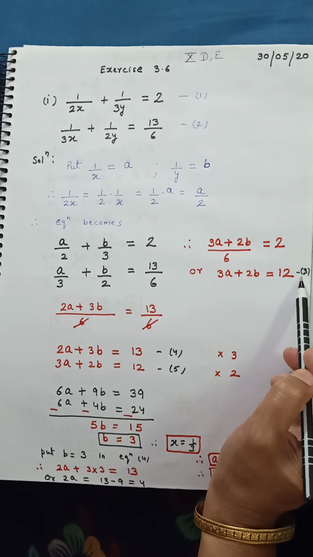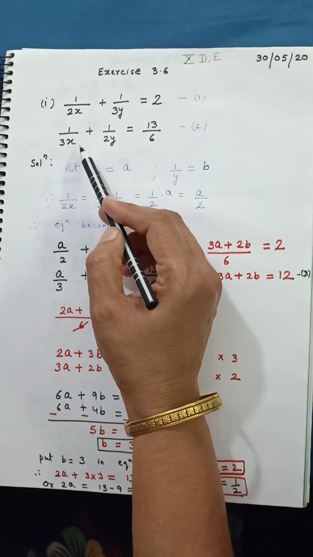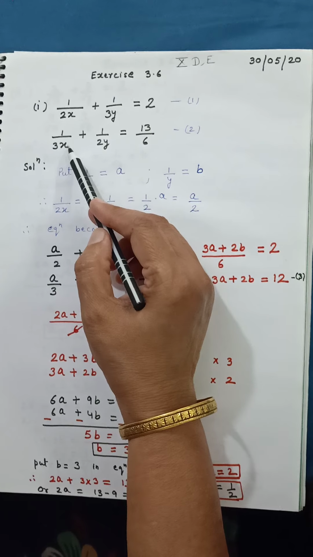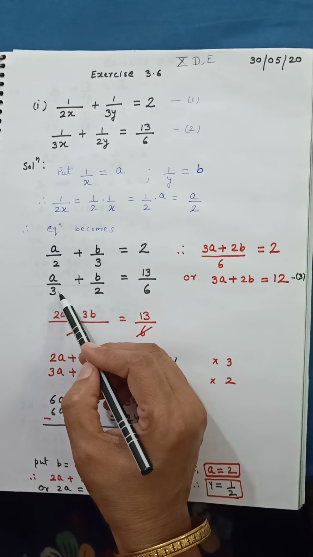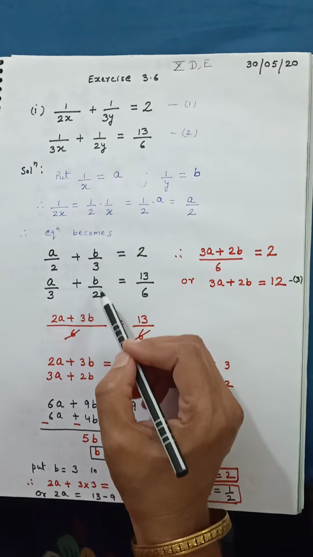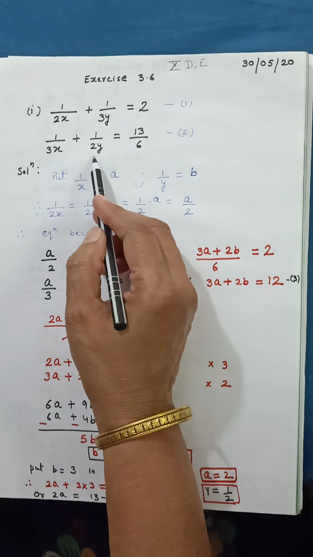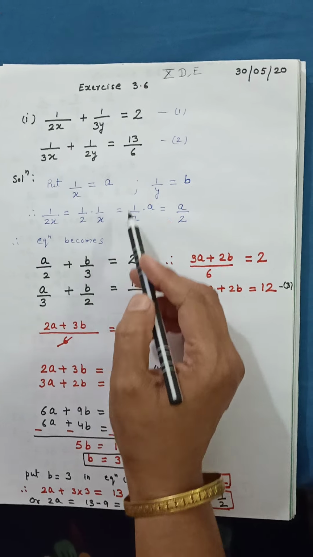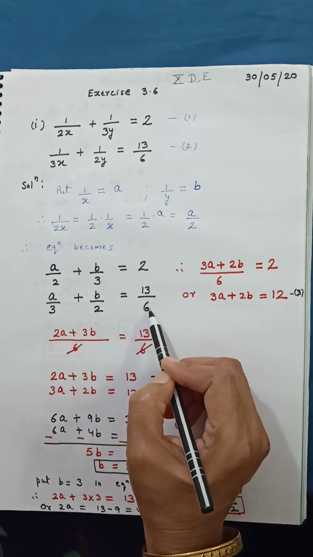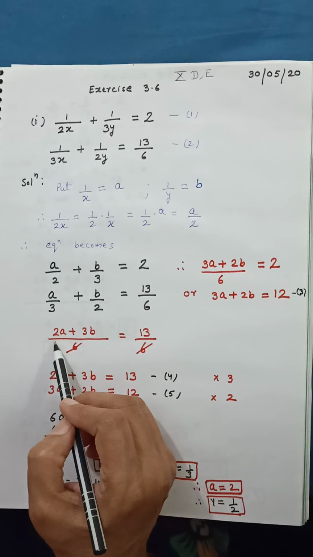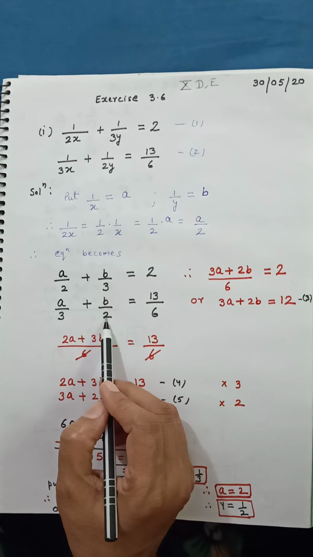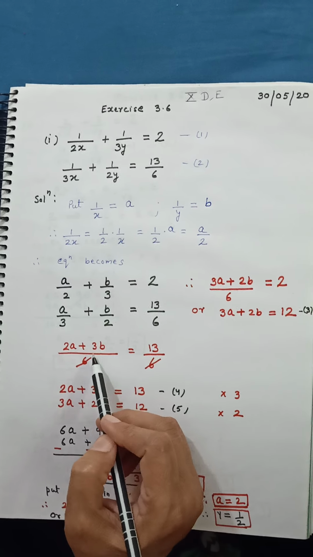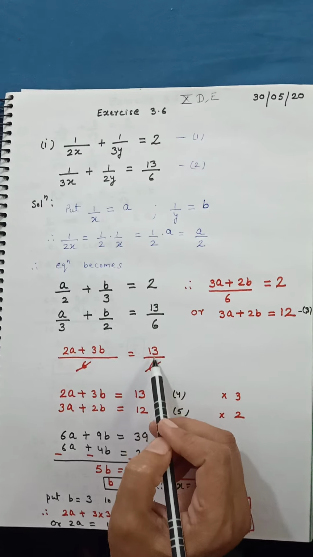Similarly, convert the next equation, 1 upon 3x plus 1 upon 2y is equal to 13 upon 6. So this becomes a upon 3 plus b upon 2. 1 upon 2y means 1 upon 2 into 1 upon y. So this becomes b upon 2 is equal to 13 upon 6. Now take LCM. LCM will be 6. 2 multiplied by a, 3 multiplied by b will give you 2a plus 3b upon 6 is equal to 13 upon 6.